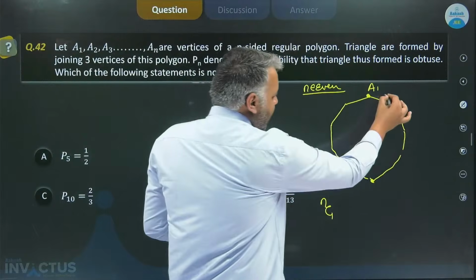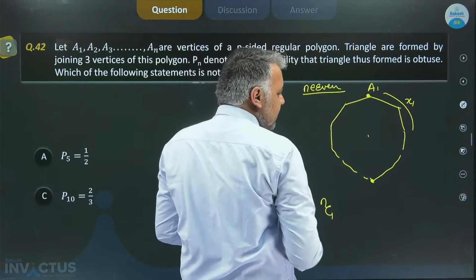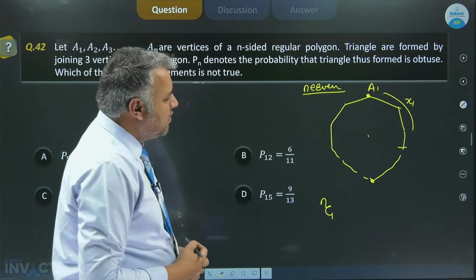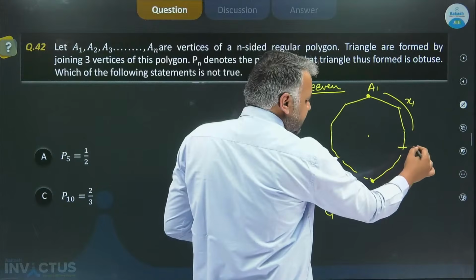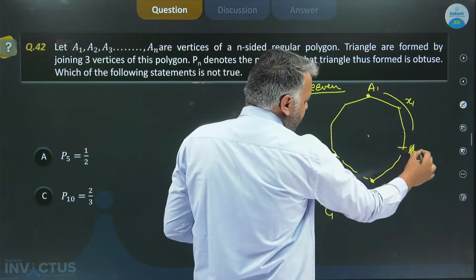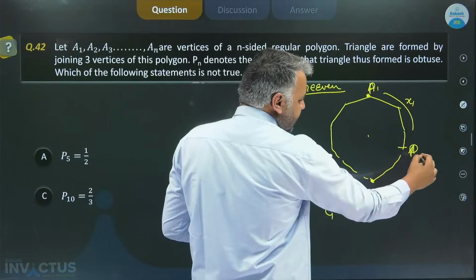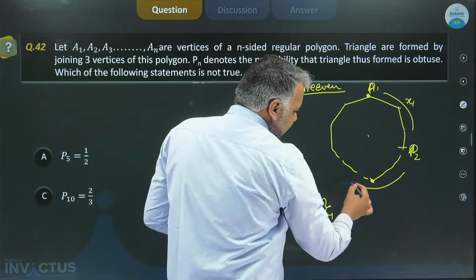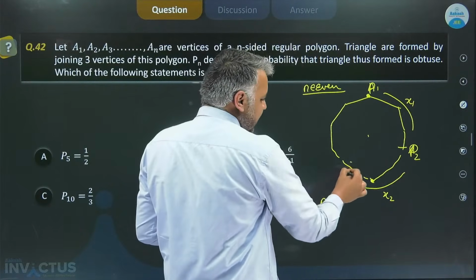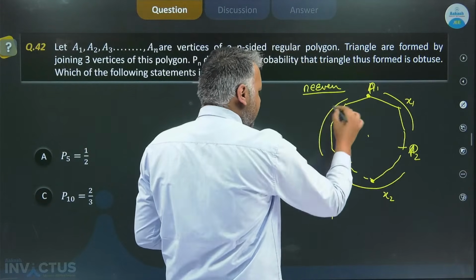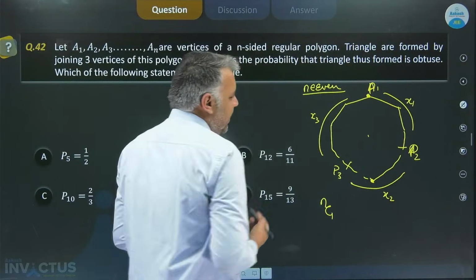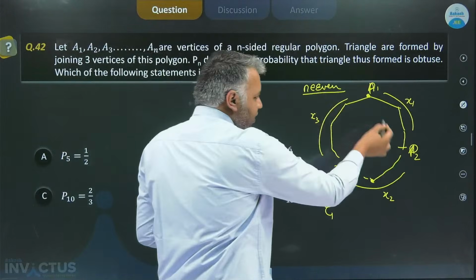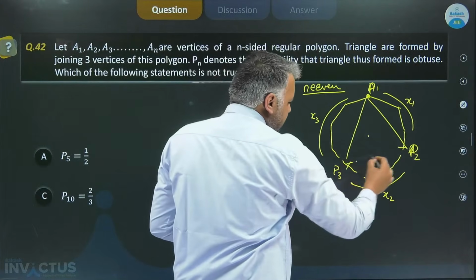Now say we leave x1 number of vertices here. We can use multinomial in this question. We leave x1 number of vertices here to select the second vertex. Say we name it P1, the first vertex, P2, the second vertex, and say we leave x2 number of vertices to select the third vertex and x3 number of vertices left here between P3 and P1. So joining P1, P2, P3, we will form a triangle.